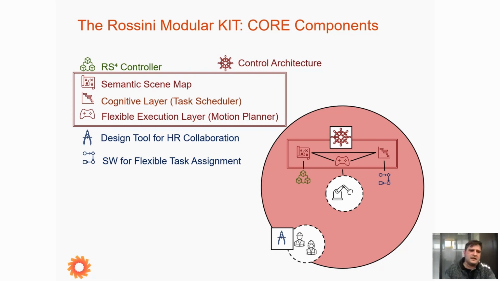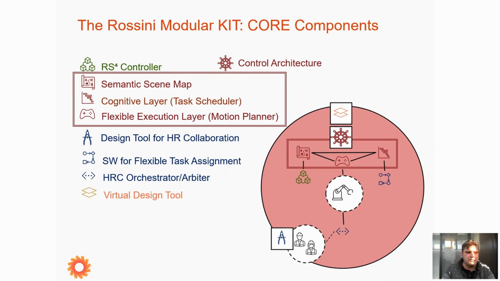Then we have tools that allow to design a human-robot collaboration that is focused on the human factor, and a software for flexible task assignment that can give also input for the cognitive layer, taking into account the job quality, for instance, in choosing the proper path and action that the robot must do. And then we have also realized a human-robot collaboration orchestrator arbiter to let different HMI, human-robot interfaces, be connected with the Rossini platform. And then we also developed a virtual design tool that allows to design the human-robot cell.